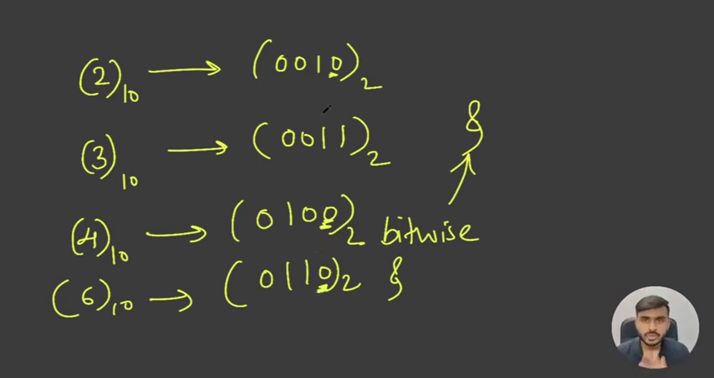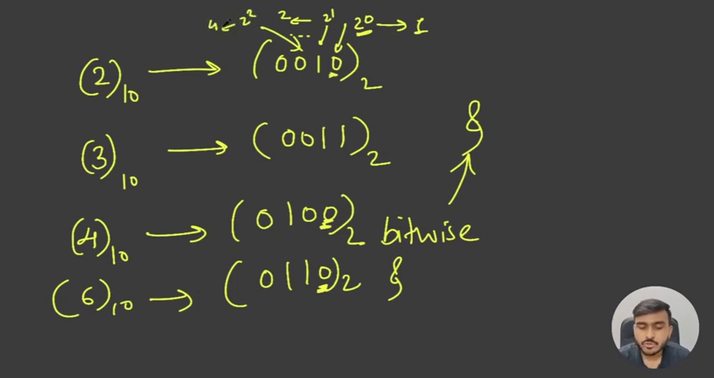Because if you see numbers carefully, the positional value of this position is 2 raised to 0. The positional value of this position is 2 raised to 1, and so on, right? So 2 raised to 0 is nothing but 1. 2 raised to 1 is nothing but 2. Over here we have, let's say, 2 raised to 2, so 2 raised to 2 is nothing but 4.